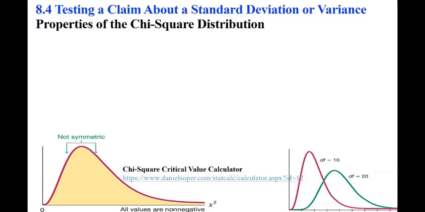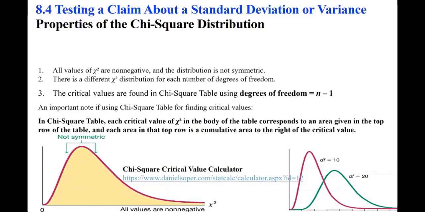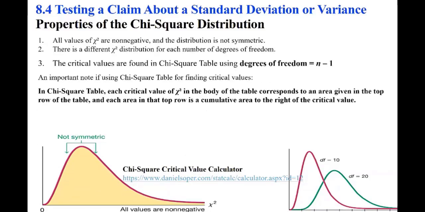There is somewhere that you can find it on the internet. I've put the URL, the link. You can check it out if it works. Sometimes I've seen that it doesn't work properly. Let me know. That can help you find the chi-square values, or simply use the table. To use the table, you need the area to the right and degrees of freedom, which is n minus 1. All values of chi-squares are non-negative, and the distribution is not symmetric.